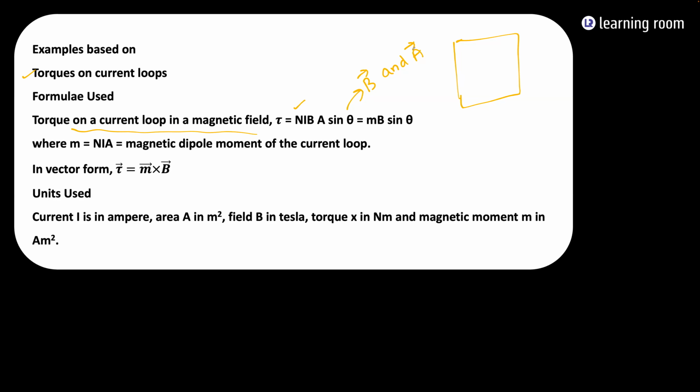What you can do is you can replace this N into I into A with another physical quantity called as small m. What does small m stand for? It is a magnetic dipole moment.